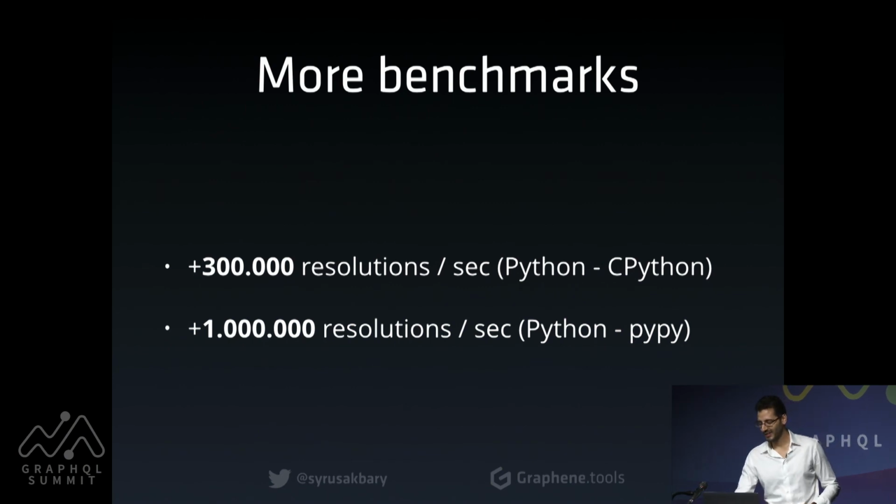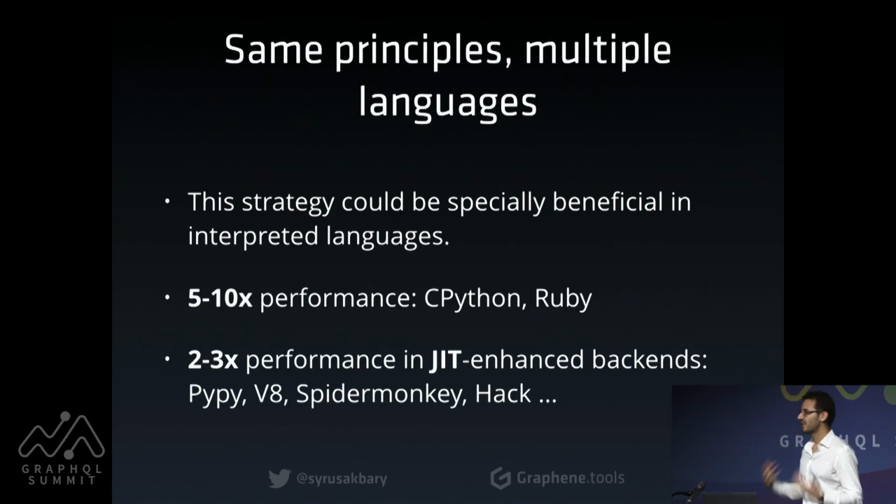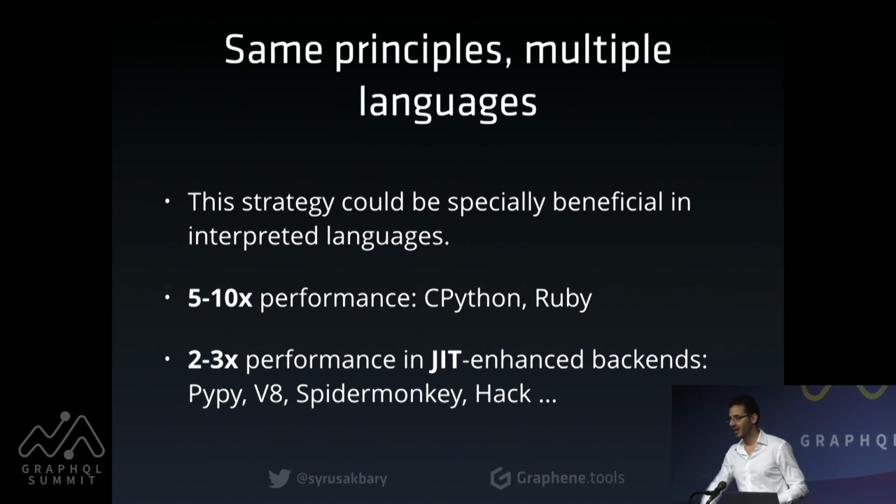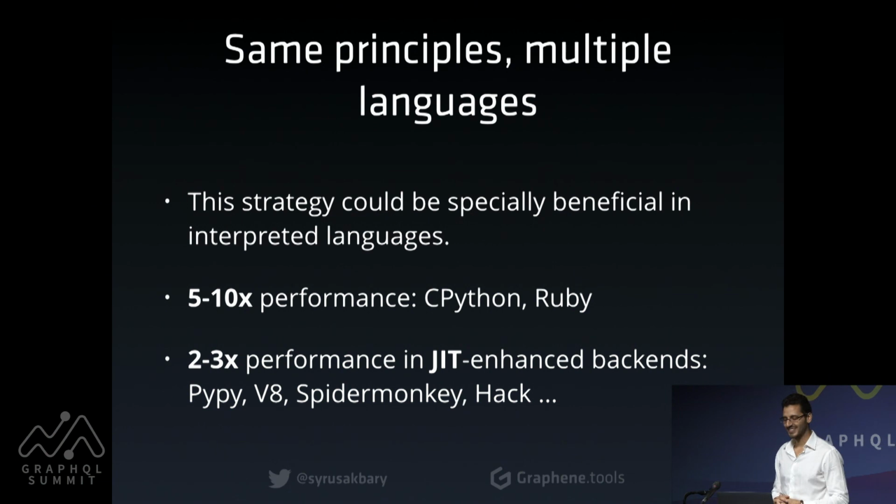But what are the cool things here? These principles could be applied to almost any interpreted language. So this can be applied in JavaScript or anywhere that we want. In general, we can see from 5 to 10 times performance in C, Python, and Ruby, and from 2 to 3 times performance in JIT-enabled backends. So PyPy, the V8 engine, SpiderMonkey, or even Hack.